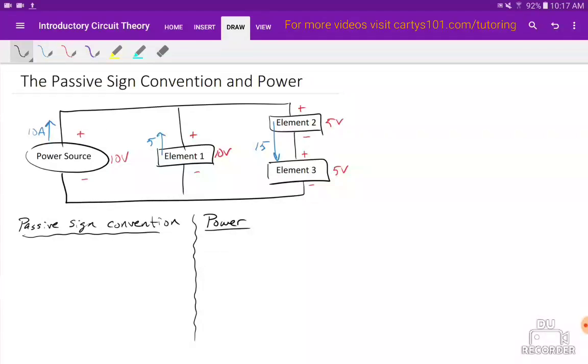How's it going, everybody? So today we're doing a little bit of circuit theory. Specifically, we're going to be talking about the passive sign convention and power calculations. All right. Now, after understanding current and voltage, this is also paramount.